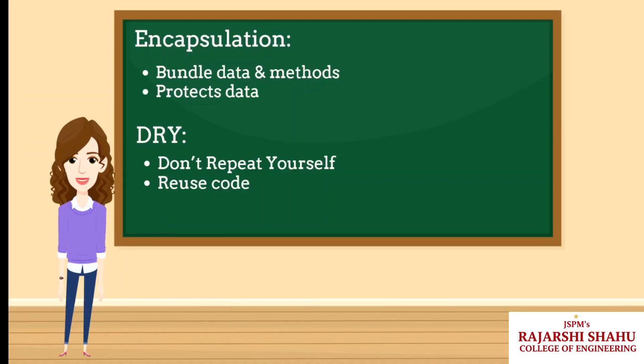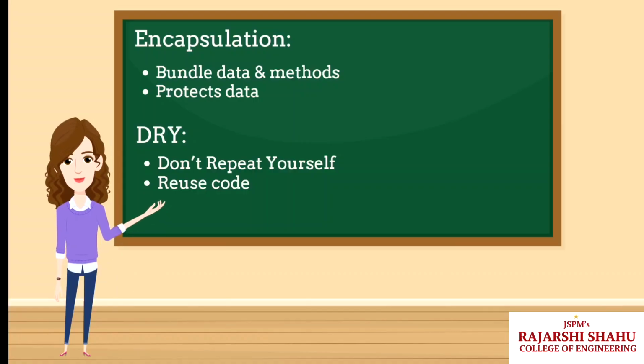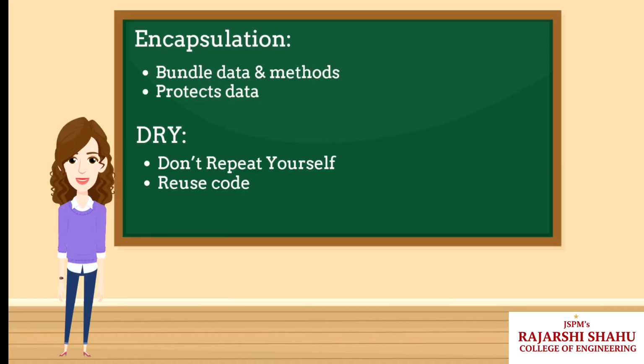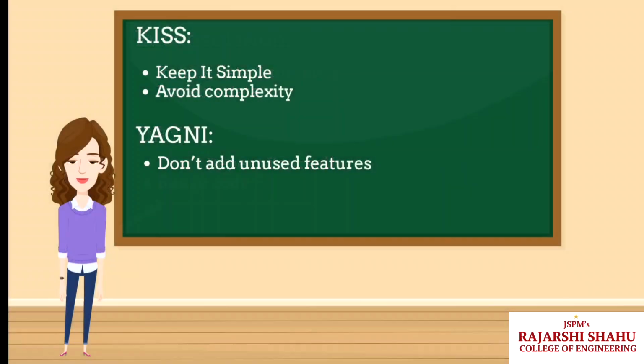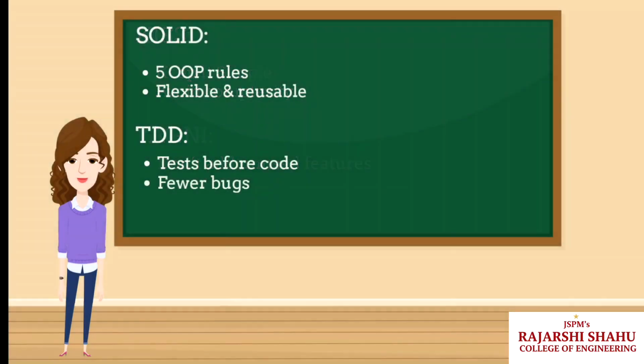The DRY principle says avoid repeating code, reuse what's already written. KISS means keep design simple. The simpler, the fewer problems you'll have. YAGNI reminds us not to add features until they're truly needed. SOLID is a set of 5 rules for object-oriented design to keep code flexible and reusable.